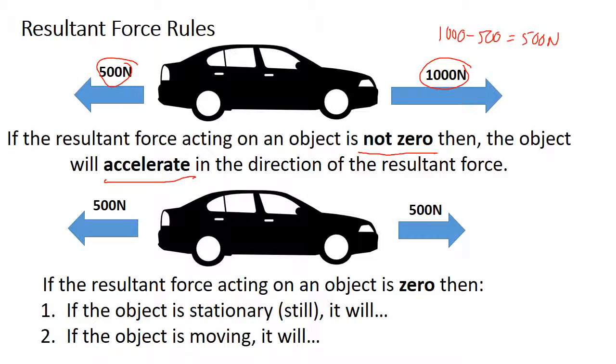If, however, you've got a resultant force that is zero, so for example here we've got 500 newtons of thrust acting against 500 newtons of drag, then there's two things that could be happening. Number one, if the object is already stationary or still, it will continue to be still. But if the object is moving, then it will continue to move at a constant speed.